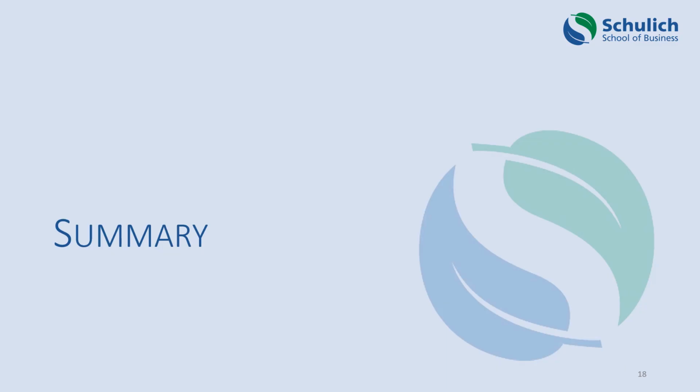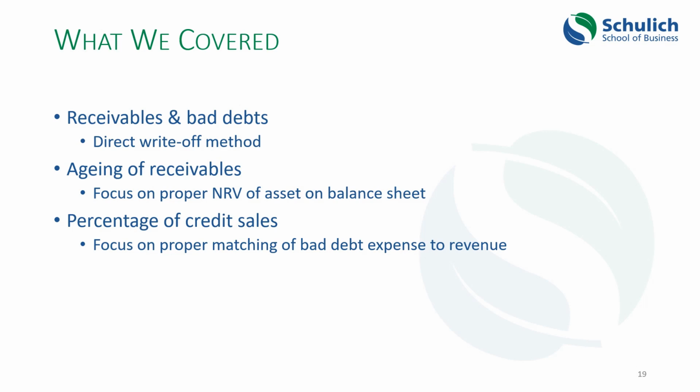Let's summarize what we've learned about accounts receivable. We started out in this lecture by looking at the general concept of accounts receivable and bad debts, and we looked very briefly at the direct write-off method, which is the method that's used by companies that don't generally have a bad debts problem. So there's no reason to use any more sophisticated method other than directly writing off the accounts receivable and creating a bad debts expense at the time that the write-off is done.